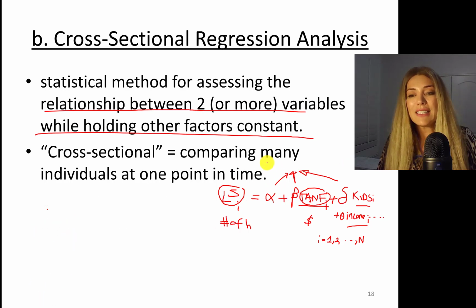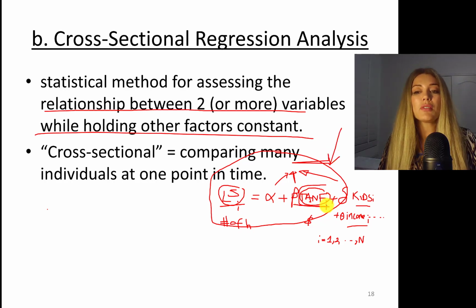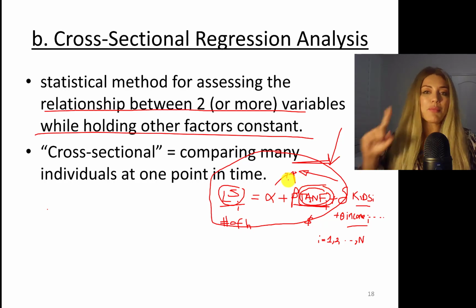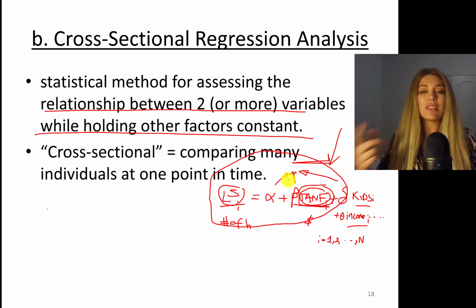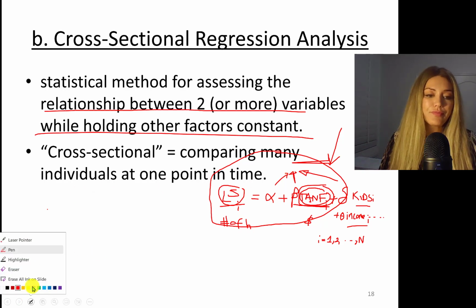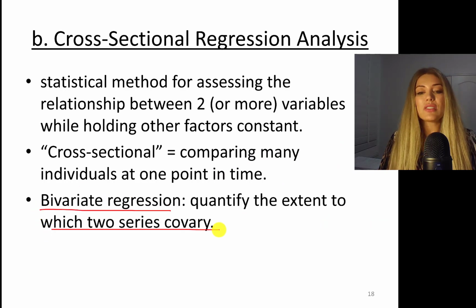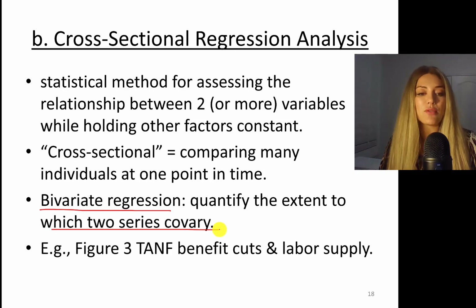If I only included these two things, regressing labor supply on temporary assistance to needy families benefit level, that would be bivariate because there is only one variable on the right hand side. We call this the explanatory variable or independent variable. I will be posting some video links to the managerial economics course where I teach this topic in more detail. So bivariate regression quantifies the extent to which two series covary, but across different people, not across periods of time.